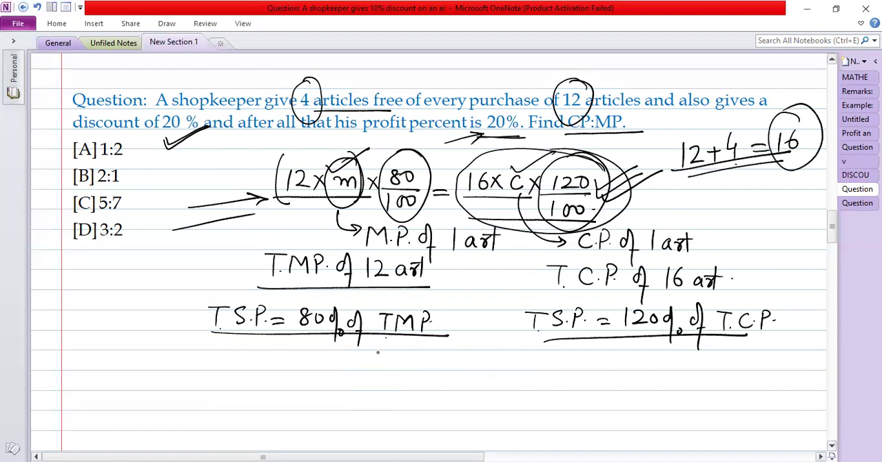Now here it is simple. What is C ratio M? So this 100 will simply cancel out. So it will be 12 into 80 divided by 16 into 120. This will cancel out, this will cancel out with 2 and 1 here. So it means 1 ratio 2. Please mind, option A is correct. Option B is not correct.